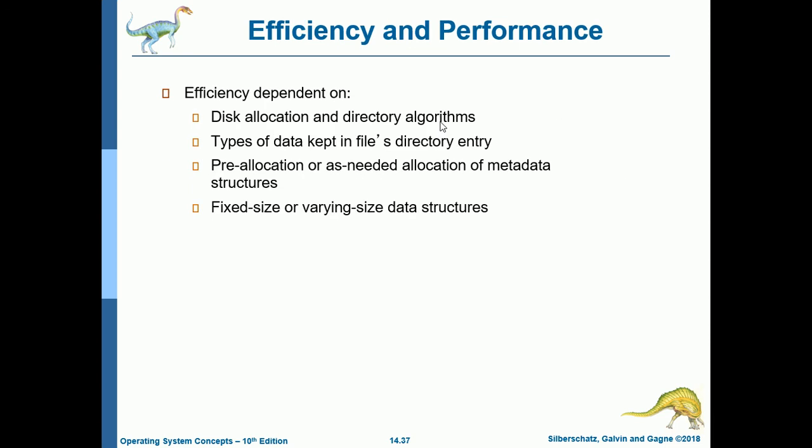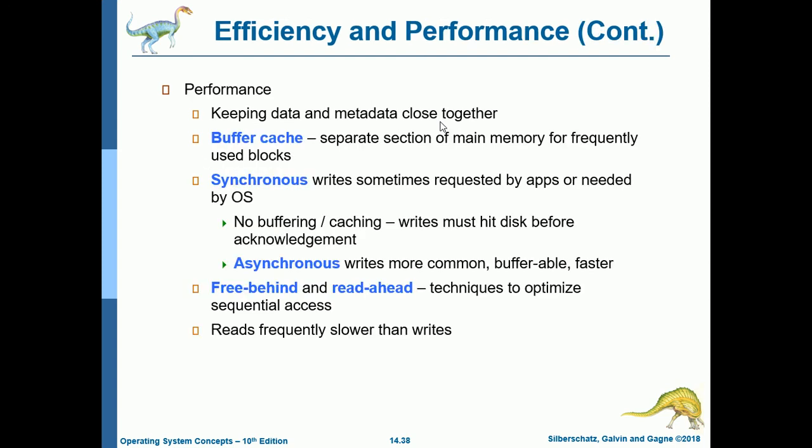Okay, next we have efficiency and performance. So efficiency is dependent on disk allocation and directory algorithms, types of data kept in the file's directory entry, pre-allocation or as-needed allocation of metadata structures. It can be fixed-size or varying-size data structures. So for performance, it is keeping data and metadata close together. And then we have the buffer cache, a separate section of main memory for frequently used blocks. And then we have synchronous writes, sometimes requested by apps or needed by the OS.